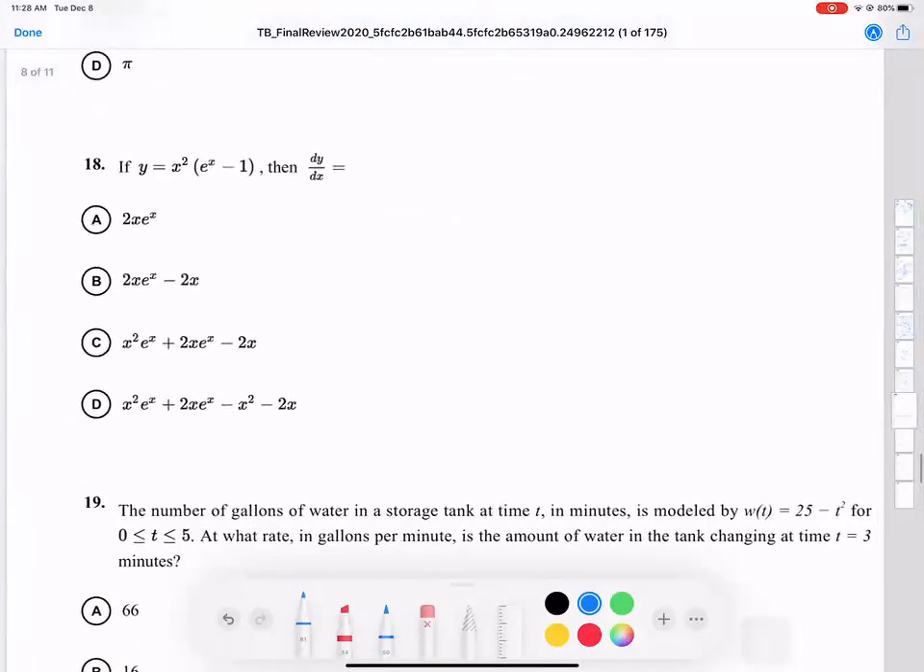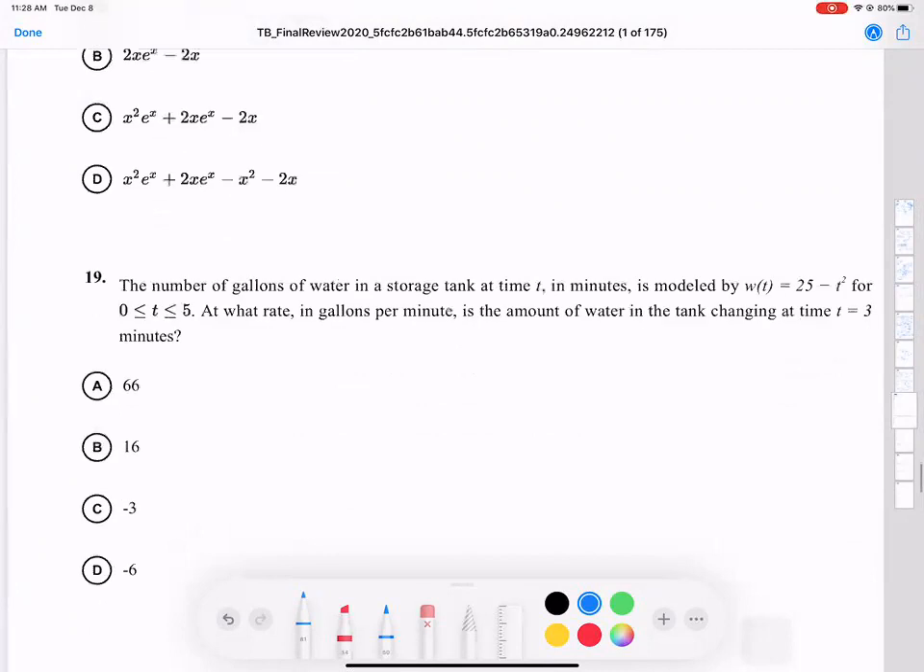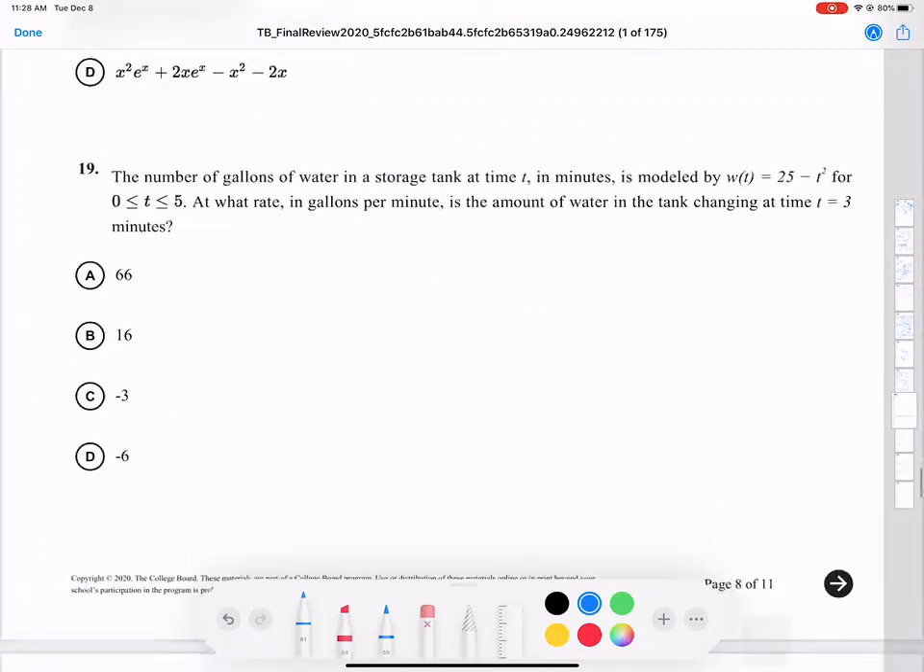This question is just going to take the derivative. Careful, this is the product rule. Number of gallons in a storage tank. Okay, this looks like a rate problem. I hear the word rate. So this is the number of gallons in a storage tank between 0 and 5. At what rate, in gallons per minute, is the amount of water in the tank changing at time t?